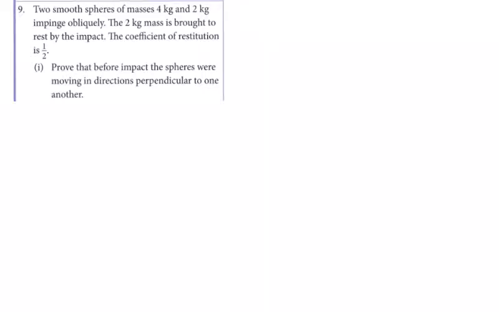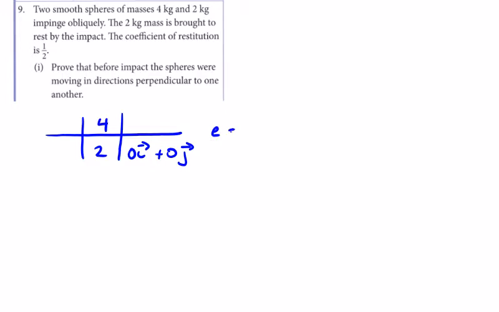In question 9, we're given two smooth spheres of masses 4 and 2, and they impinge obliquely. The 2 kilogram mass is brought to rest, so we have 0i plus 0j. The coefficient of restitution is a half. Prove that before impact they were moving in directions perpendicular to each other. So we'll be looking at the slopes possibly here.